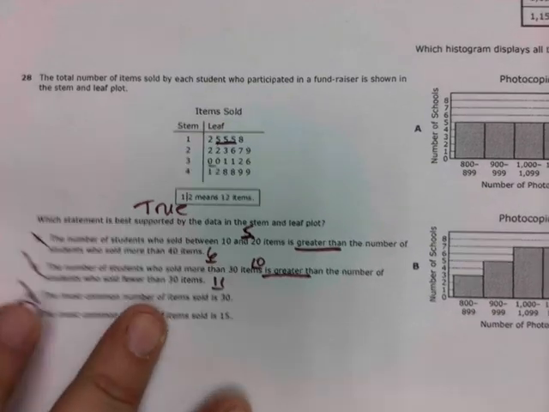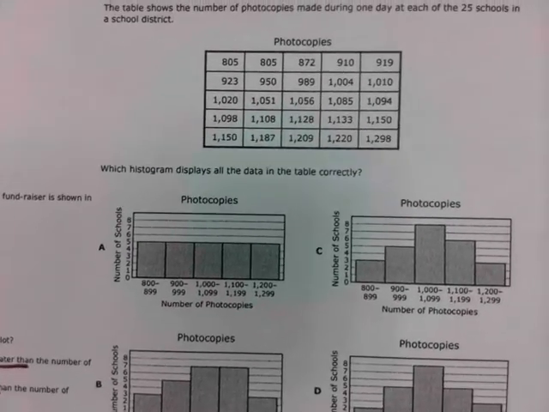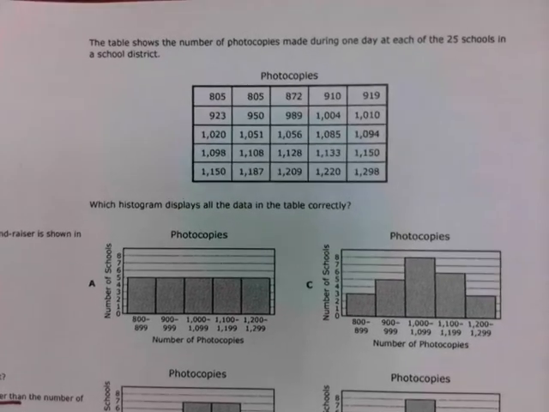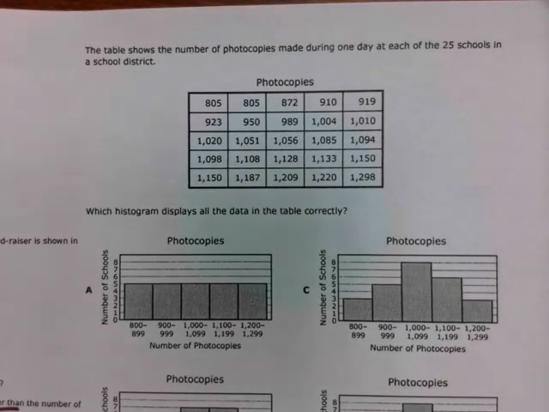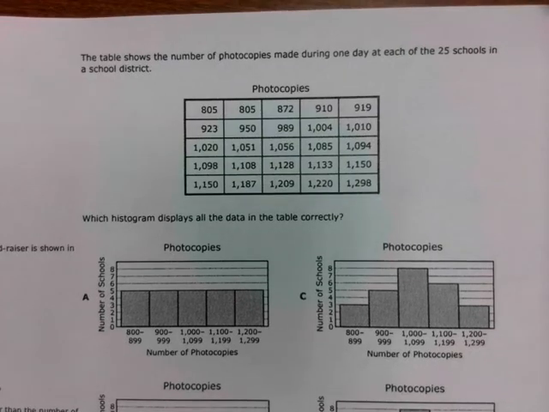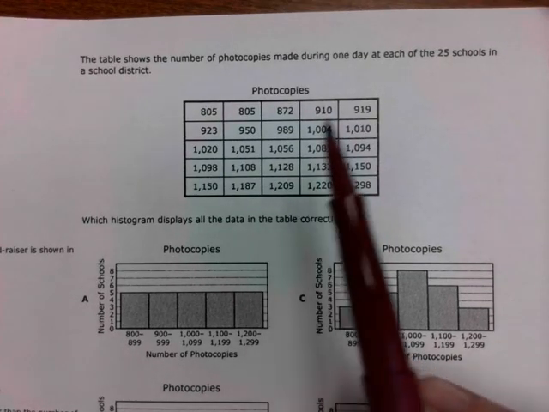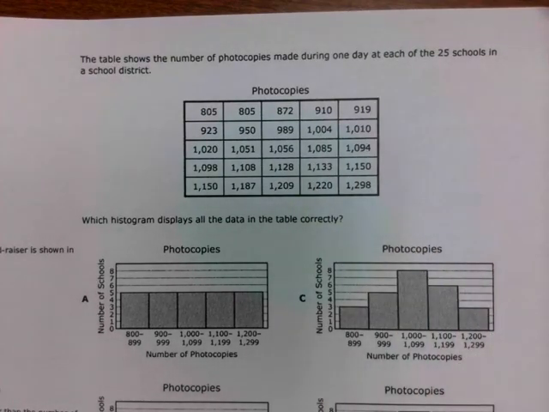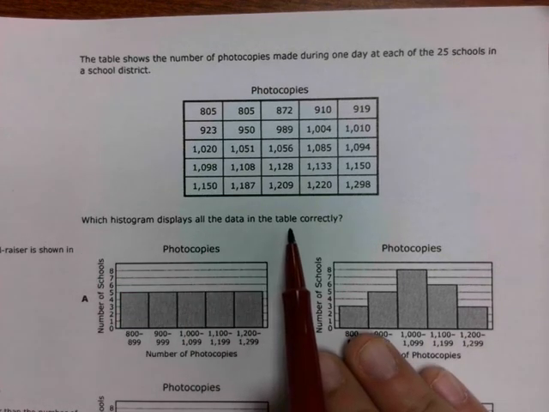All right, and then the last one is another histogram. This was actually on your practice test y'all took last week. Very easy question. Hopefully y'all got it right. The table shows the number of photocopies made during one day at each of the 25 schools in the school district, which histogram displays all the data in the table correctly.